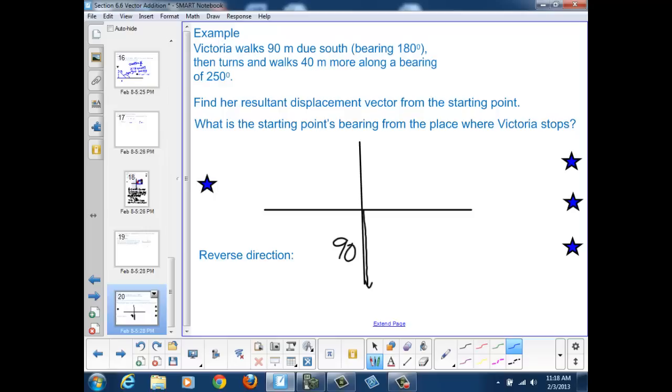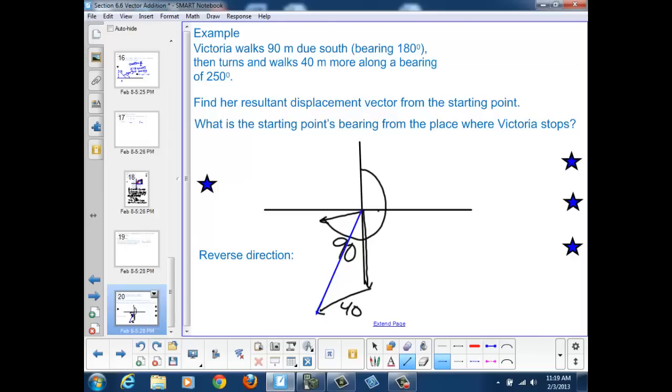And then turns and walks 40 meters more along a bearing of 250 degrees. 250 degrees would put us close to the horizontal here. Here is 180 degrees, so almost 270 degrees. So we're talking about that direction, but from over here, where she had walked from. So she's going to walk 40 meters there. And we want to find her resultant displacement vector, which means if we started here, we ended up here.